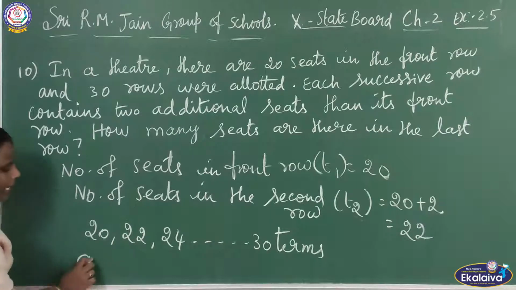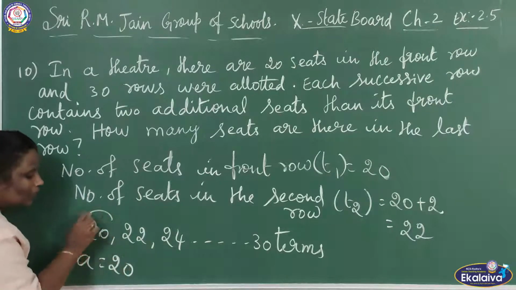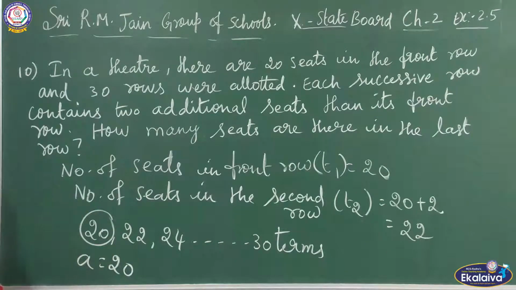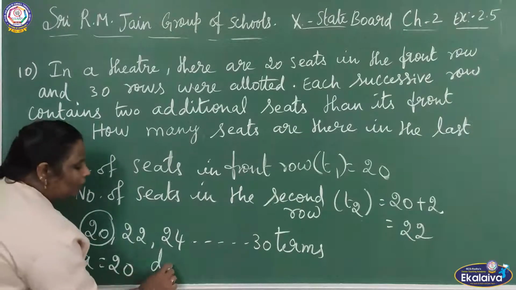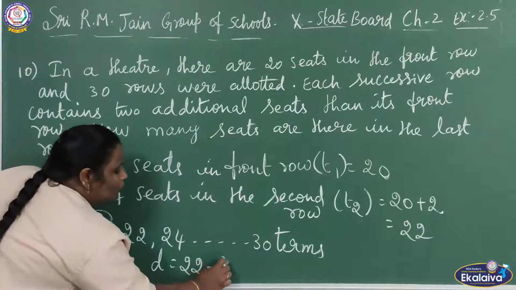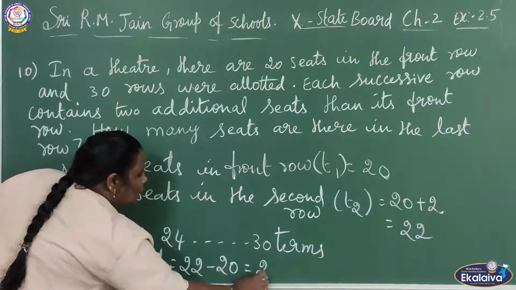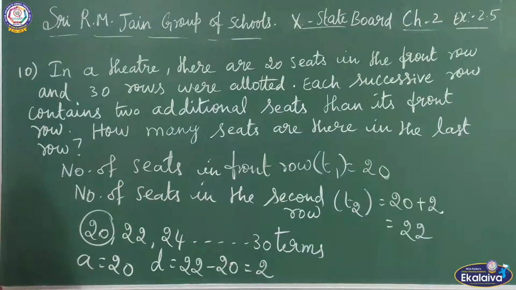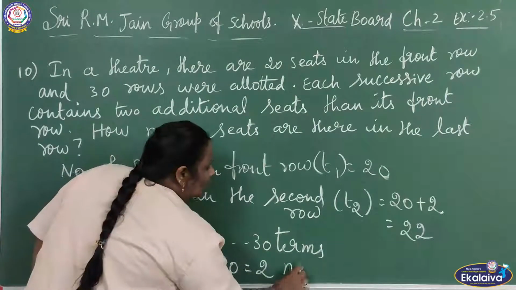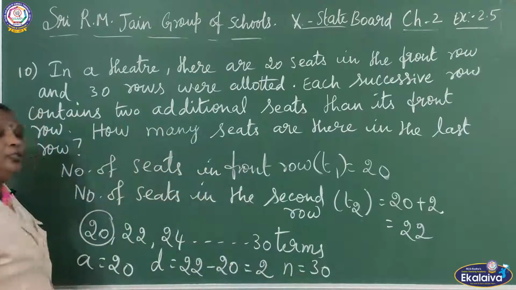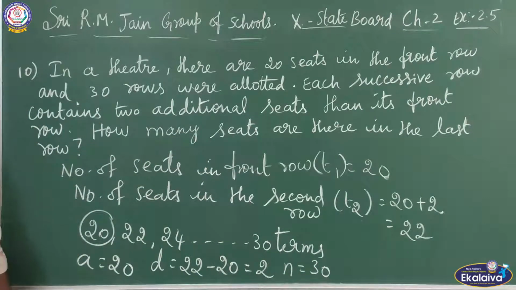See here, a equal to 20 because this is the first row. What is the difference? 22 minus 20 gives 2. What is n? n equal to 30 because you should find out the number of seats in the 30th row.